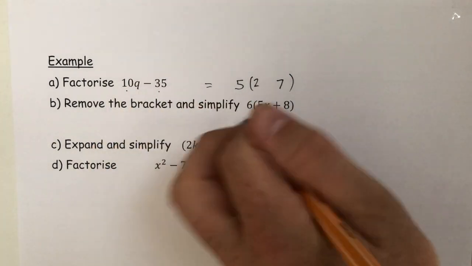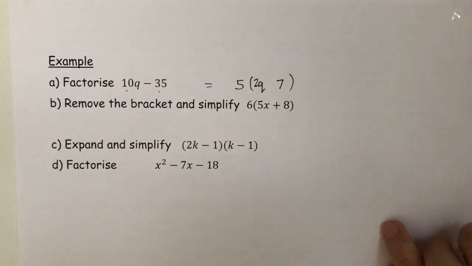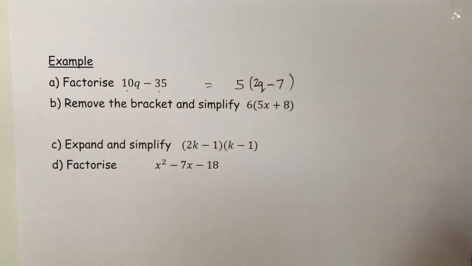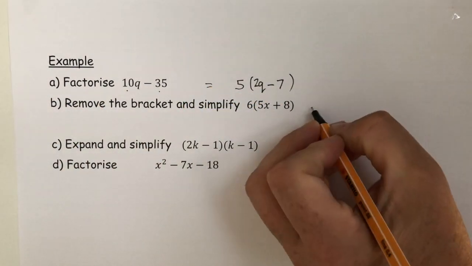However, the 10 was linked to a letter Q, so the 2 is linked to the letter Q. We've got a minus sign before the 35, so we've got a minus sign before the 7. Question finished. Part B, removal of brackets.